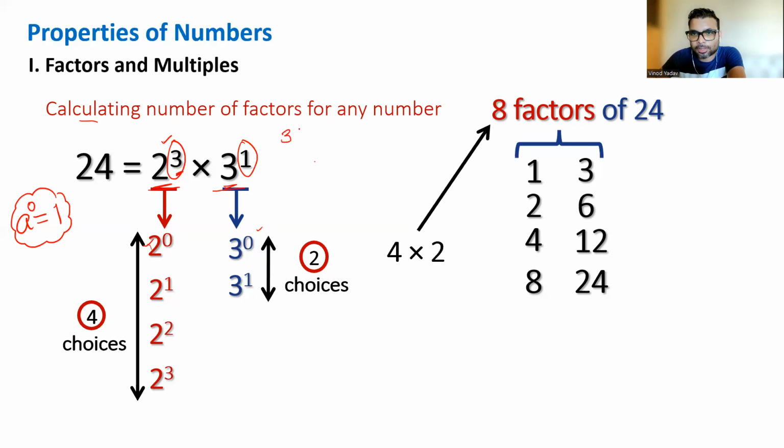So 3 plus 1, because there are 4 possibilities, right? And then 1 plus 1. So 4 into 2. So there are totally 8 factors of 24, and these 8 factors naturally will include 1 and the number itself. So these 8 factors take care of both these factors as well.